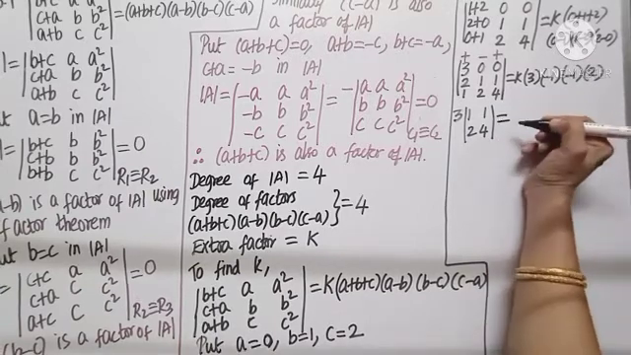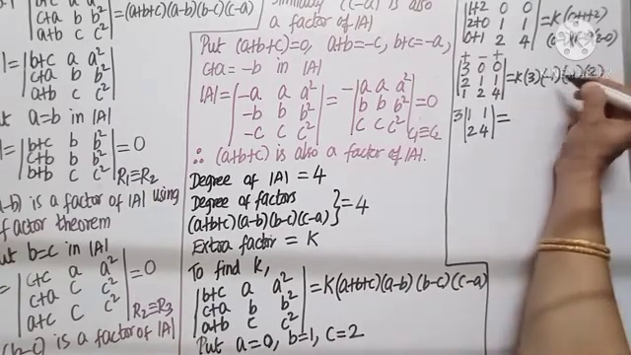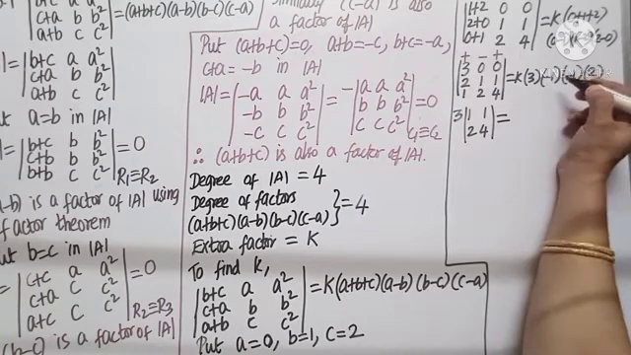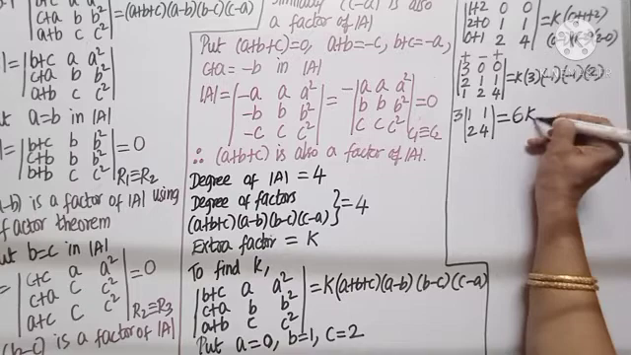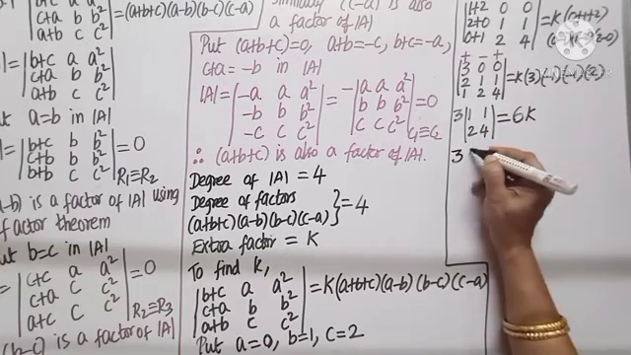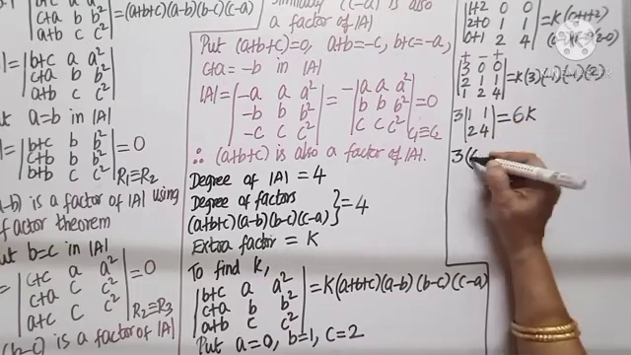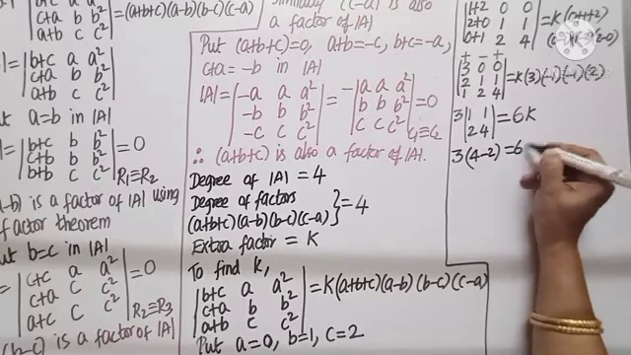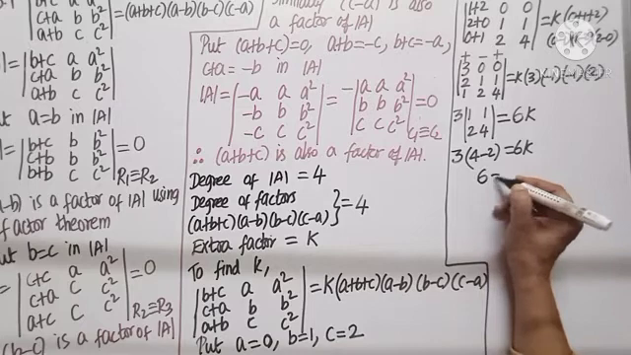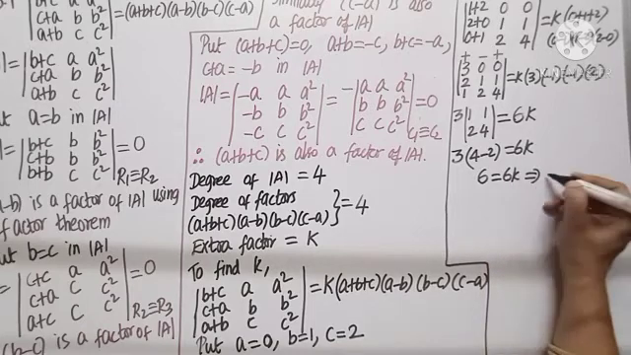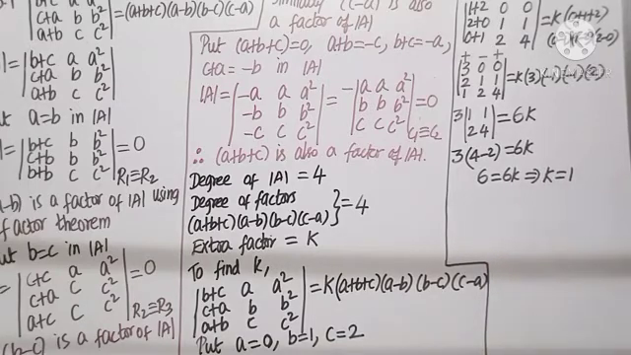Right hand side, I have minus into minus, plus. 3 into 1 into 1 into 2, that is 6 into K. As we simplify, it is 3 into 4 minus 2 equals 6K. 4 minus 2, 2 into 3. 6 is equal to 6K implies K value is 1.